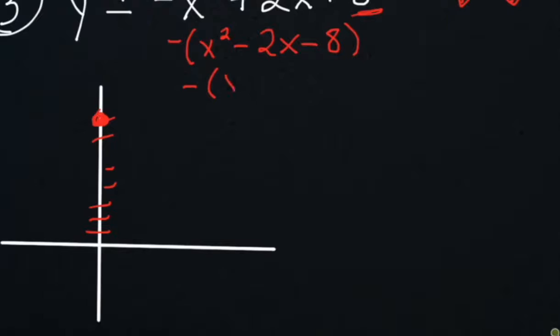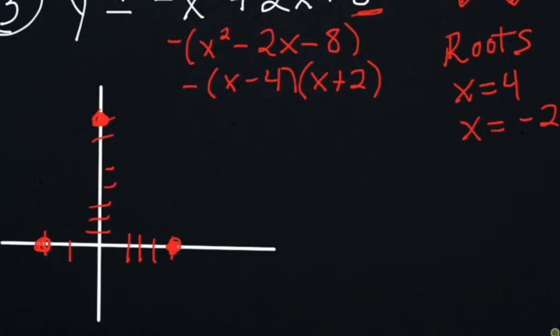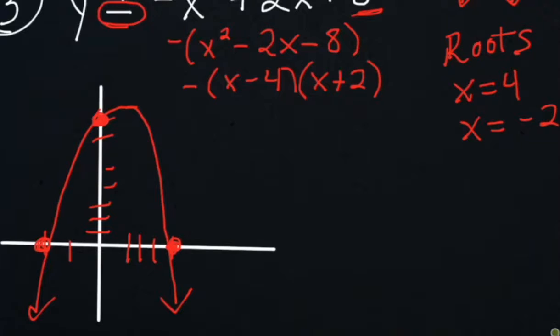Two numbers that multiply to give me 8 and subtract to give me 2 are 2 and 4. So I get my roots at positive 4 and negative 2. We know the parabola faces down. Now, was I supposed to draw it solid? Yes. We have an underline under the inequality symbol, so it is drawn solid.